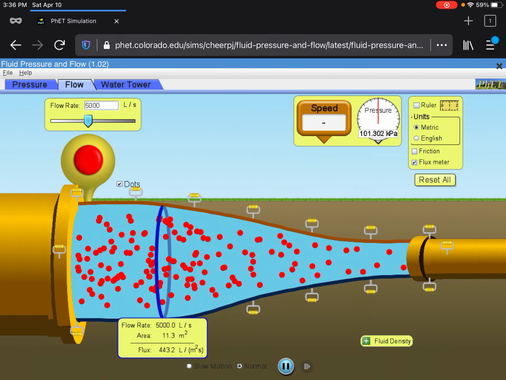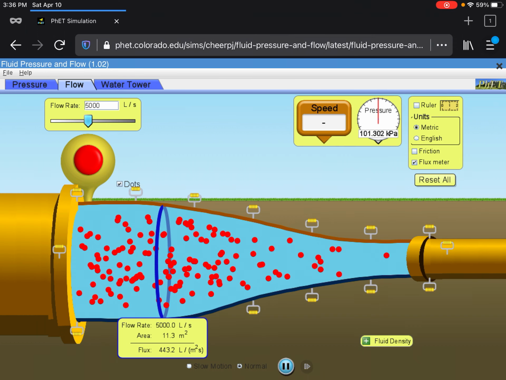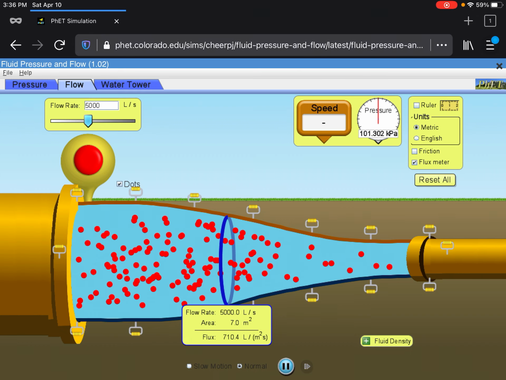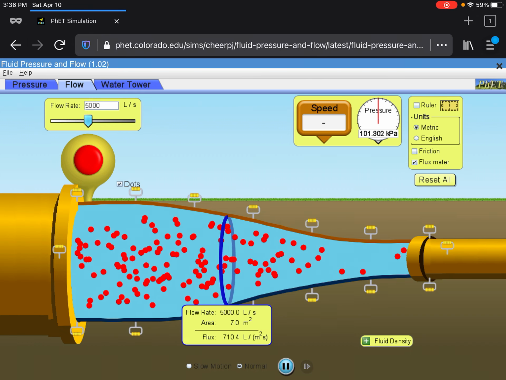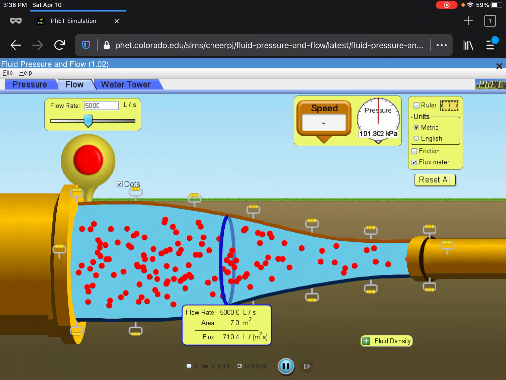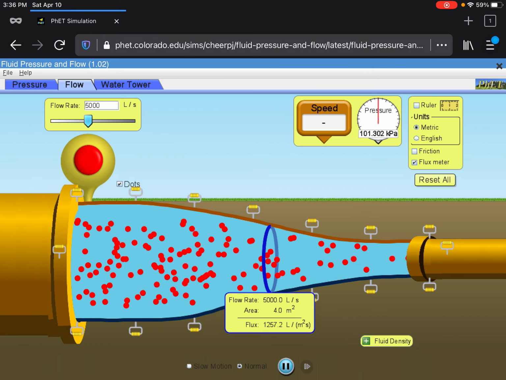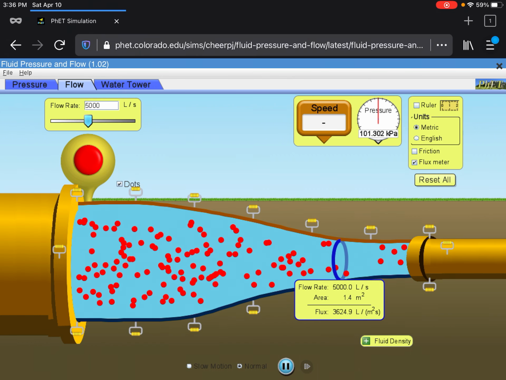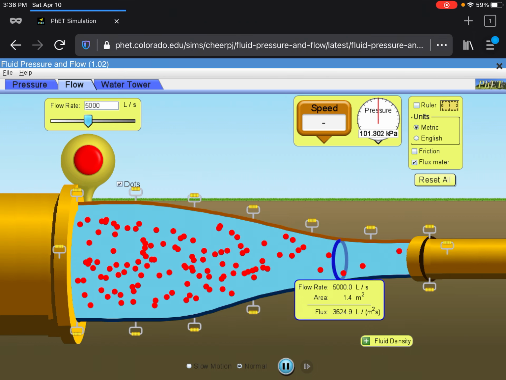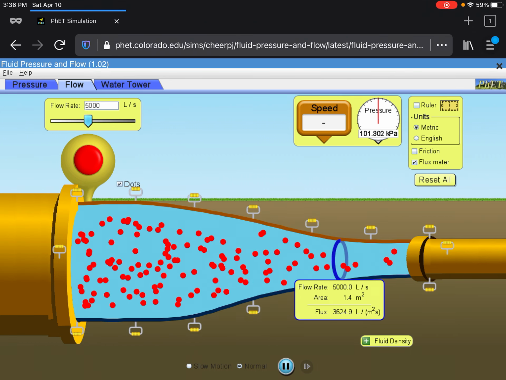And the reason is, imagine if we had 5,000 liters going in, but only 2,000 liters coming out, where would the rest of the water be going? So if there's 5,000 liters per second going in, there has to be 5,000 liters per second coming out. And what that means is that when the pipe gets smaller, the water has to move faster. In order to get that same 5,000 liters per second, we have to have the water moving faster.